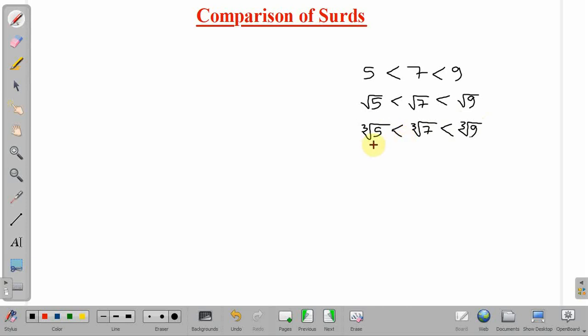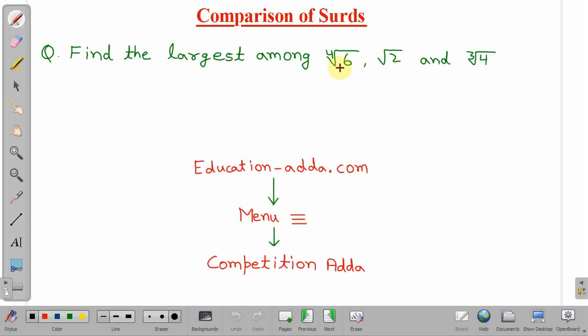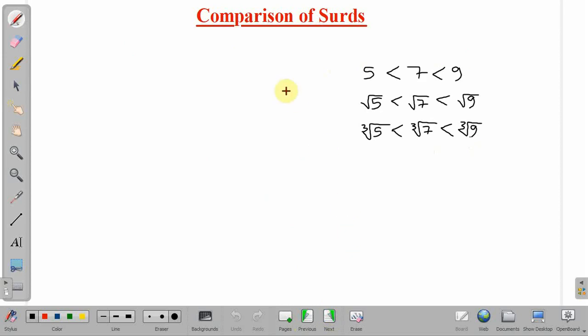So here we can notice that if the order of the surds is the same, then just by comparing the numbers 5, 7 and 9, we can tell which one is greatest and which one is the smallest. But in the problem given here, the orders are different for all the surds. So you will be asked somewhat difficult questions, not like this where the order is the same. So we will consider an example.